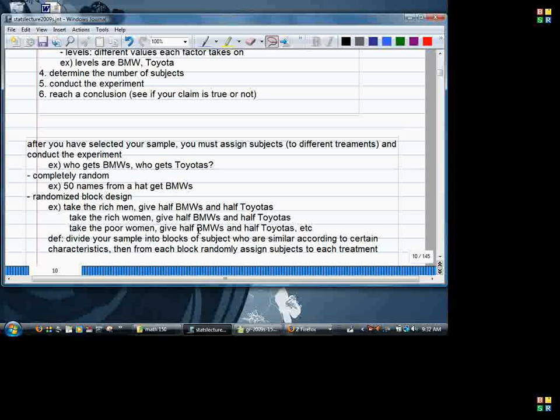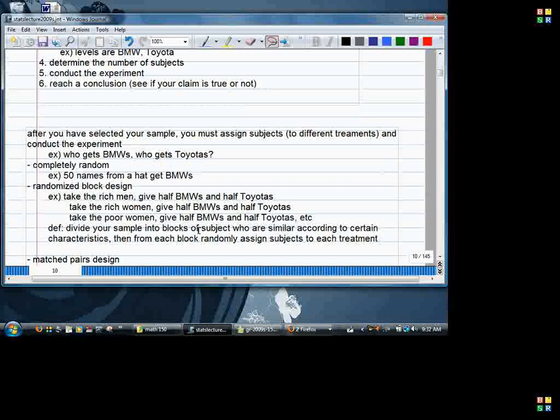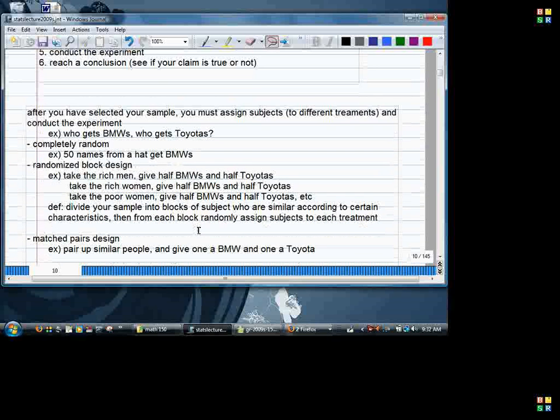Now the third option, I like to say, is for the complete control freak, and it's called matched pairs design. And what is matched pairs design? You take your sample and you find two people in your sample who are as similar as possible. For example, perhaps in your sample you have a pair of 37-year-old men that would both be classified as rich. So once you have those two people matched up, what do you do with them? Exactly. One of them gets a BMW, one of them gets a Toyota.